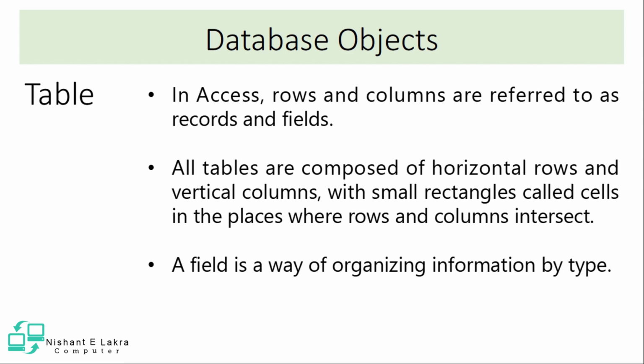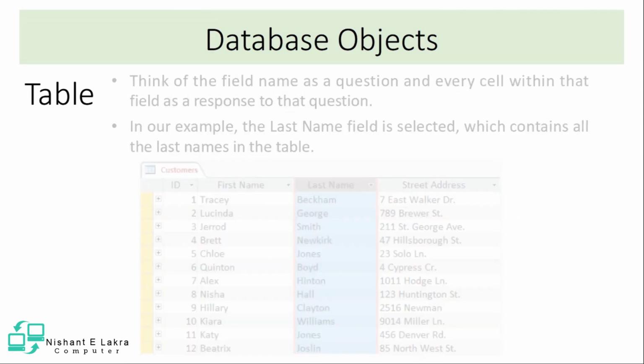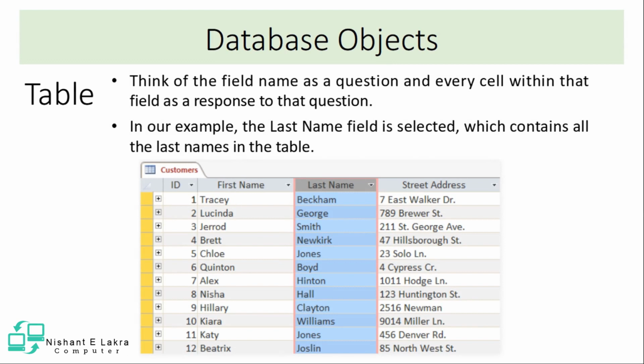Now a field is a way of organizing information by its type, whatever type of information that is, either numeric or alphabet or decimals. Okay, now let us see how a table looks like.